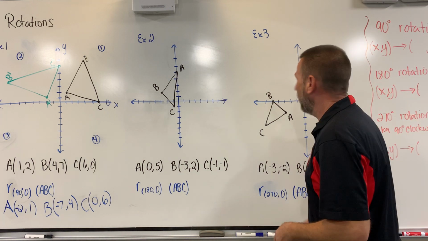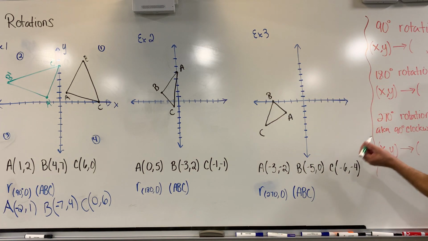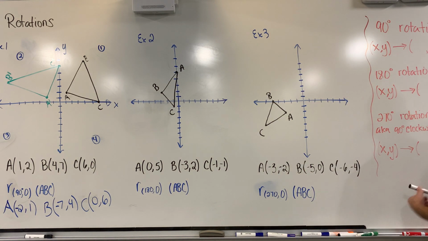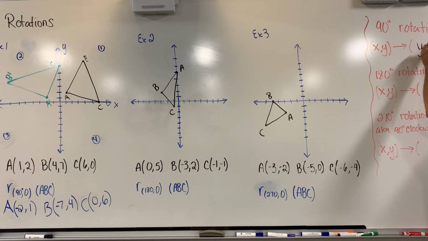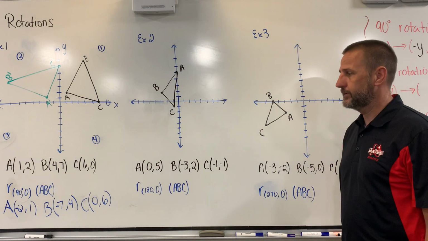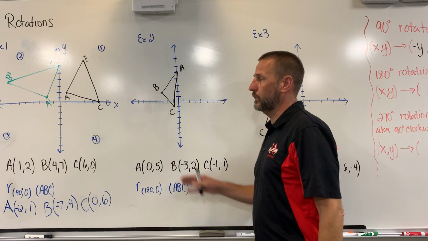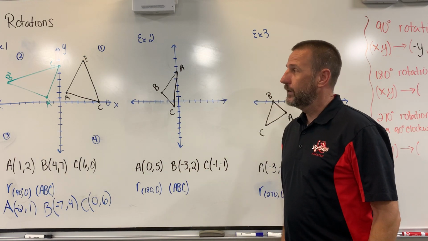So if you think about what I just did, as far as the rules go, I switched the x value with the y value, and I made the first value, which in this case was the y value, negative. So that's the rule to rotate 90 degrees. Well, let's think about that when we rotate 180.